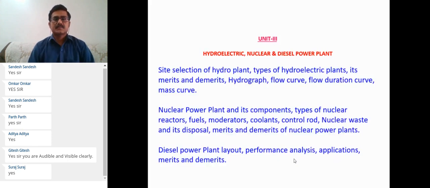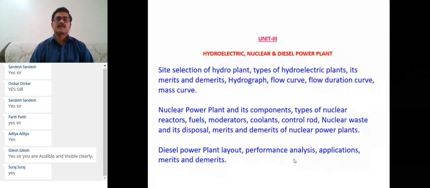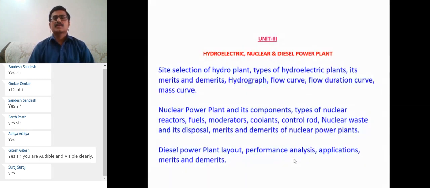Nuclear power plants and their components, meaning the different parts, different elements which comprise the nuclear power plant, which make the cycle operational. One of the important elements for the operation of the nuclear power plant is the nuclear reactor itself. Like in a thermal power plant, you have a boiler which burns the conventional fuel, like coal or oil. Instead of the boiler, here in the nuclear power plant it is the nuclear reactor, where nuclear fission of the nuclear fuel takes place, and it generates thermal energy. Heat is generated.